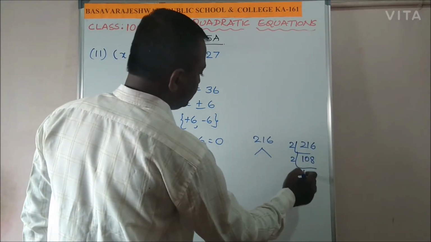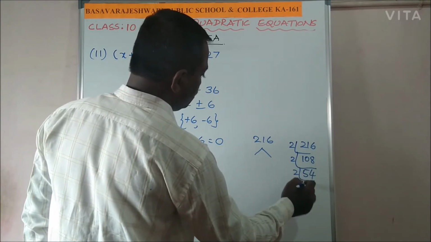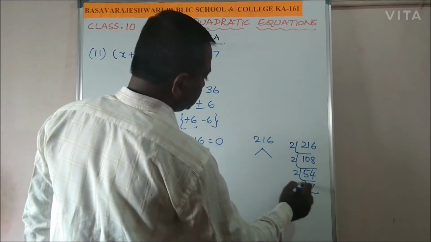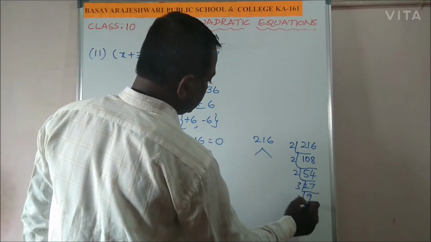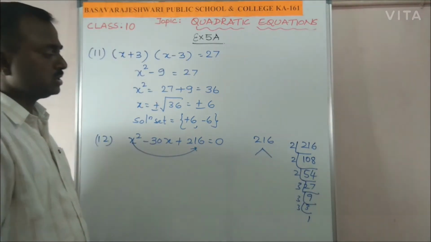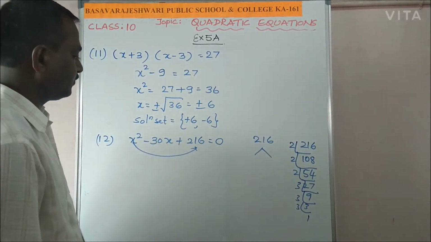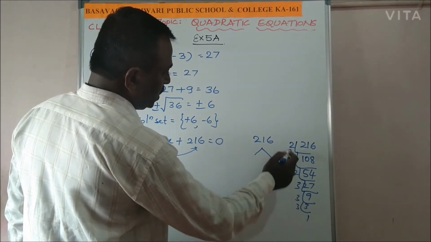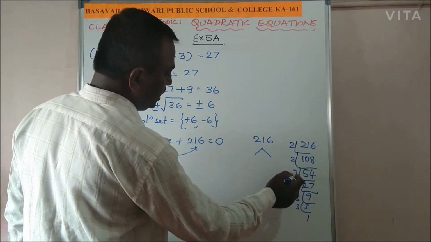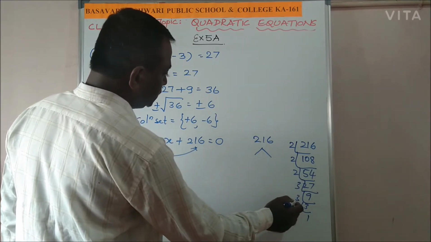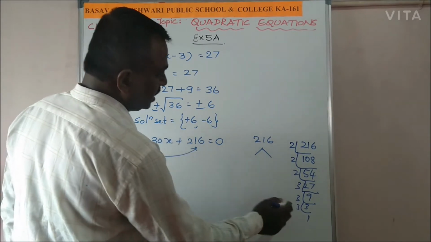Next 2 fives, 2 fours, 2 twos, 2 sevens are 14. Next 3 nines, 3 threes, 3 ones. 2 to the 4, 1 remains, 2 sevens are 3 nines. So now we have to search for numbers. So 3 nines are 27, 2 fours are 8. Now we should get 30.